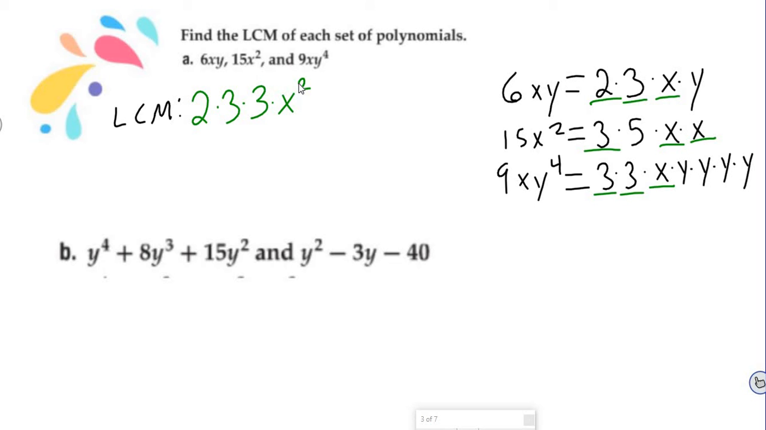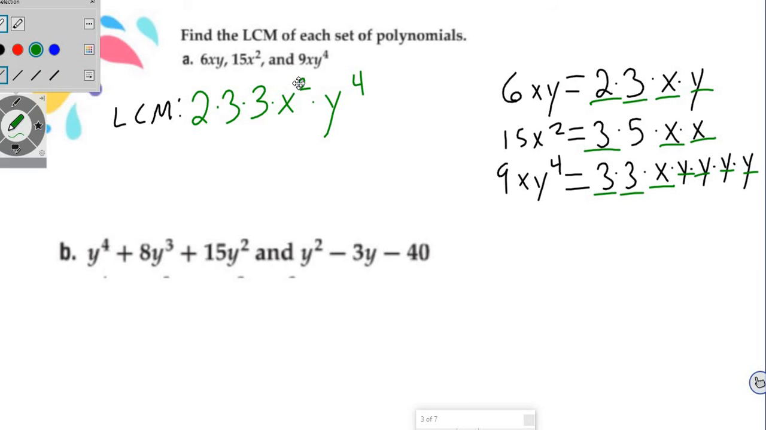Alright. And then lastly, I have a y. Well, what's the greatest number of times that y appears? 4 times. We have to have y to the 4th. Yes, we have a 5.